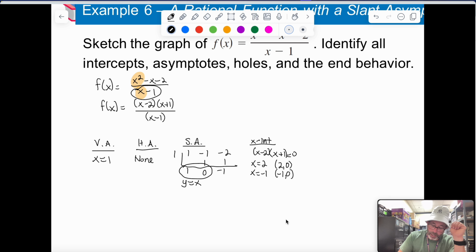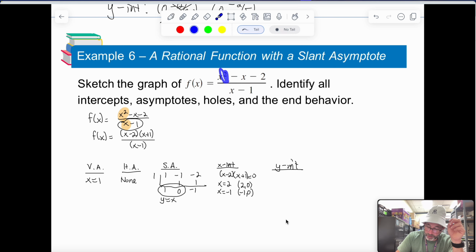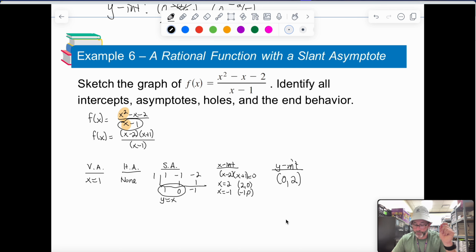And then the y-intercept is when all those x's are equal to 0. So if we have this equals 0, this equals 0, this equals 0, we end up with a negative 2 divided by negative 1, which is just a 2. So we're going to have the y-intercept at (0, 2).